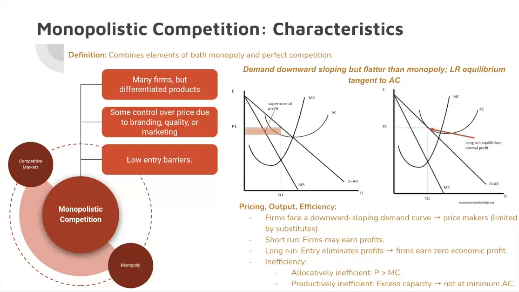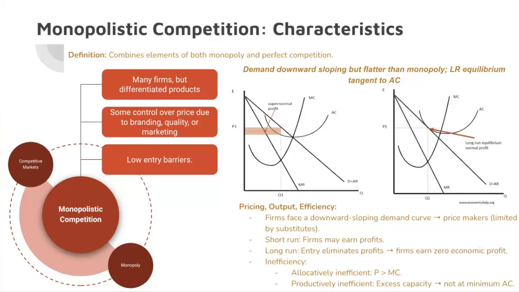Monopolistic competition is neither allocatively efficient, since price still exceeds marginal cost, nor productively efficient, because firms operate with excess capacity. They don't produce at minimum average cost. The graph shows this long-run equilibrium where the demand curve is tangent to the average cost curve.